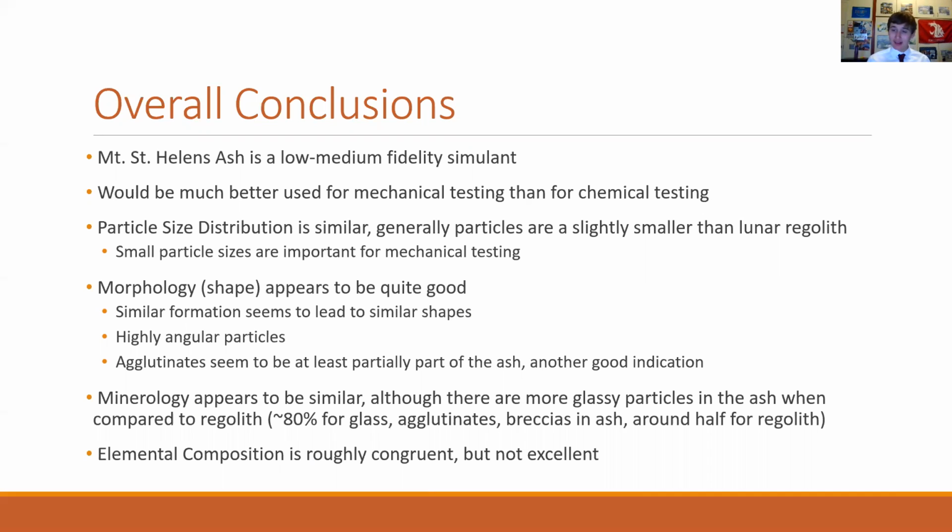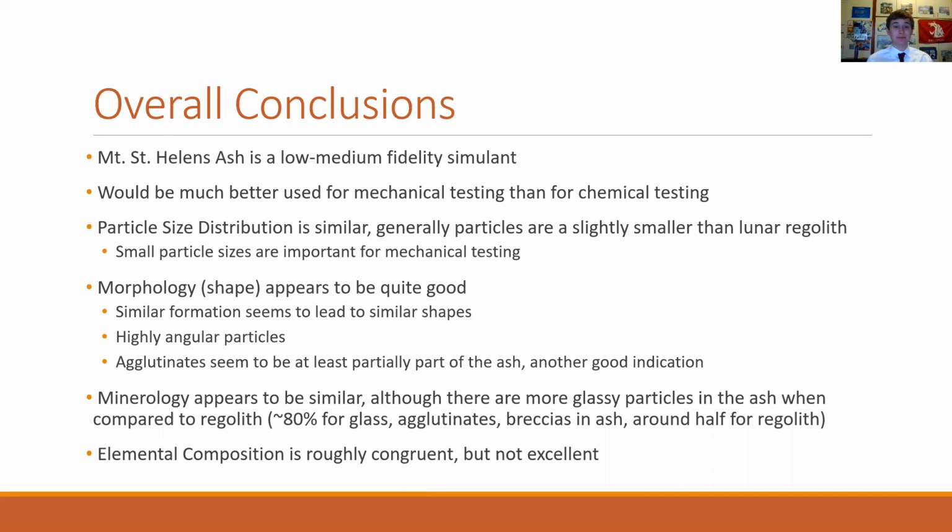And it'd be much better for mechanical testing than chemical testing. What I mean by that is that it'd be much better used for looking at mechanical systems, so joints, bearings, landing systems. And that is important because those are the systems that you need the most amount of lunar regolith, and the systems that have the highest amount of interface with the lunar environment. To support that, the particle size distribution is similar, even a little bit skewed to the smaller particles, which is important. Those are the particles that most need to be understood from mechanical testing.